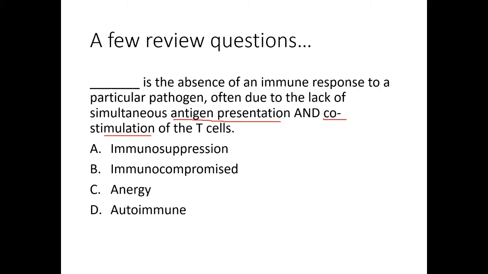Anergy is the correct term here. Okay, so anergy means that you don't produce a response to a particular pathogen because you don't get the simultaneous presentation and co-stimulation. An autoimmune is essentially an overactive immune system, so you cannot recognize self versus non-self, and so you start to have an immune response against self cells.